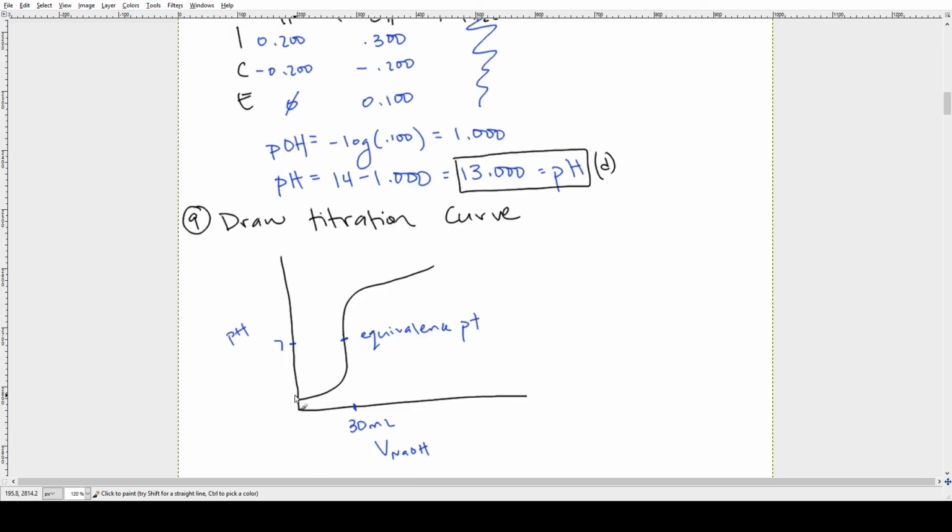And I probably didn't draw this perfectly, but if you wanted to make this scale even better, we know our initial pH was less than 1, so we'll do that. And if I was on graph paper, I'd say, okay, well, at 15 milliliters, the pH was this, and at 45 milliliters, the pH was that. However, our starting pH and our equivalence point are what is most important. So here is our basic titration curve.